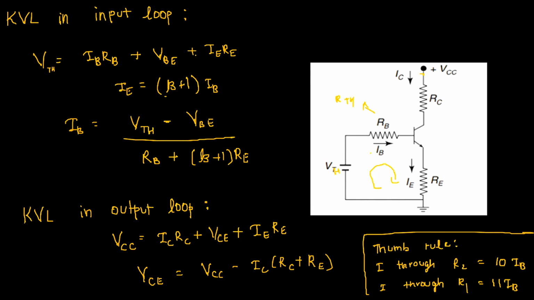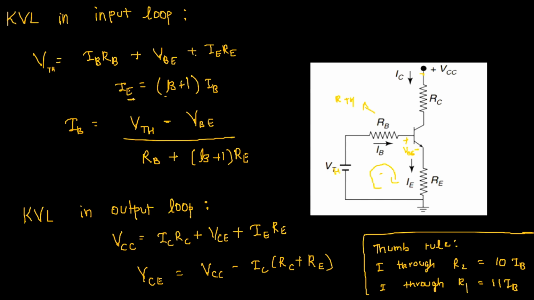Oh no, sorry. I'm very sorry for the confusion. Here we actually apply KVL in the closed loop here. So the closed loop here is what actually acts as our input. So because of that, we apply KVL in this closed loop. So here what we get is VTH is equal to IB into RB plus VBE plus IE into RE.